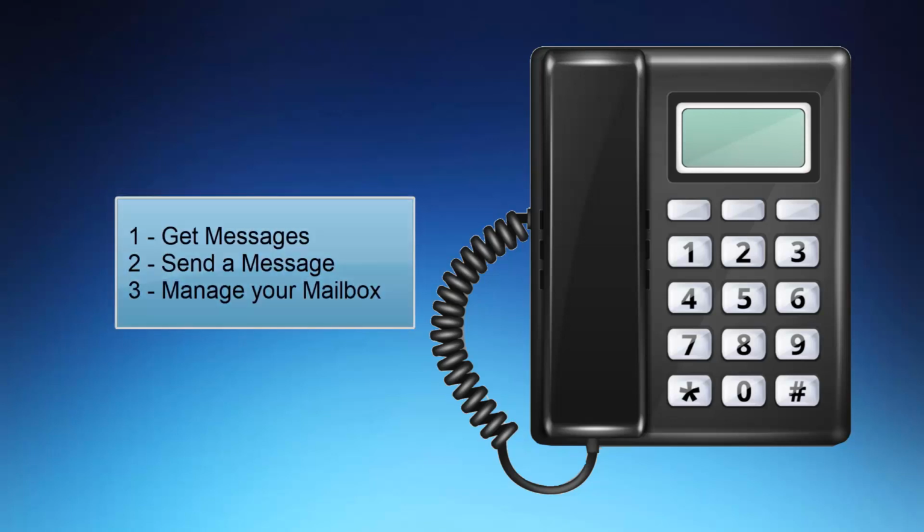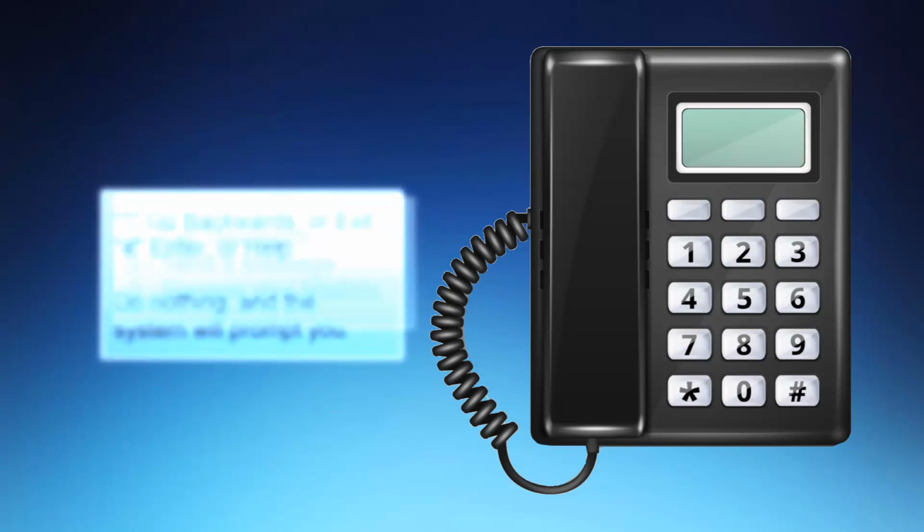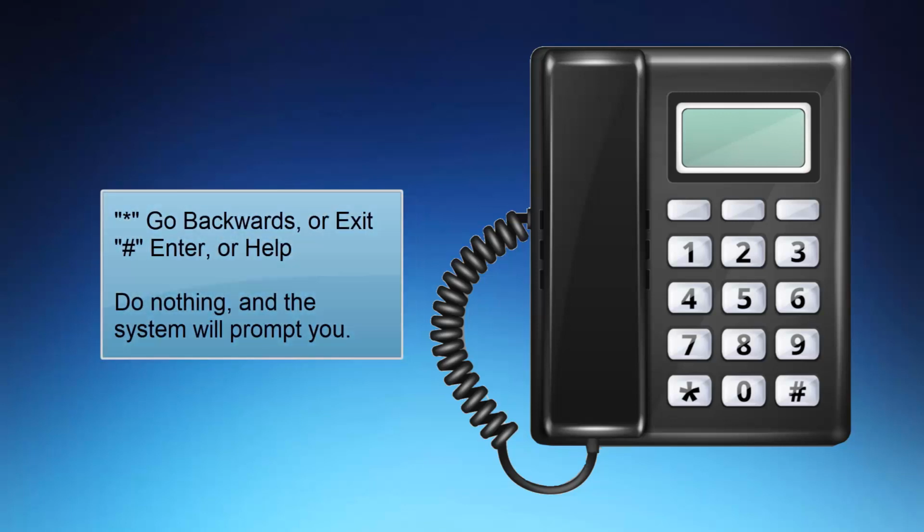In this tutorial, we are going to manage our CX mailbox using the telephony or touch-tone interface. Once your CX mailbox is set up, you have a fairly simple and easy to remember menu system, as simple as 1, 2, 3. 1 to get messages, 2 to send a message, and 3 to change your mailbox settings. In general, star is to go backwards, pound is to enter or request help.